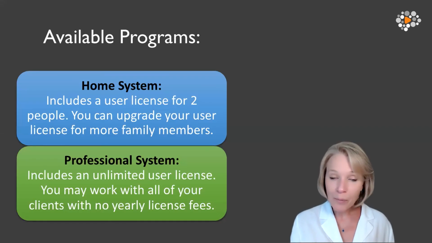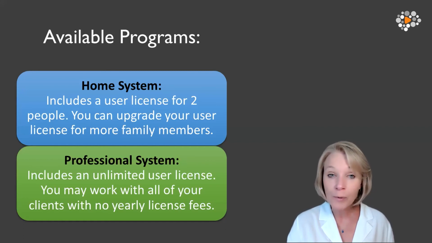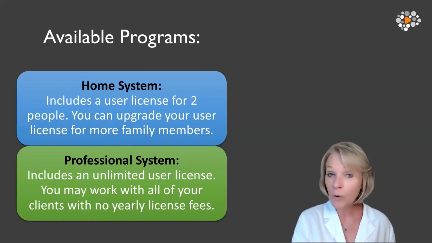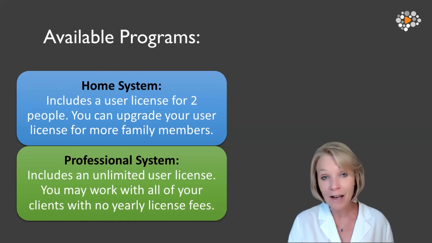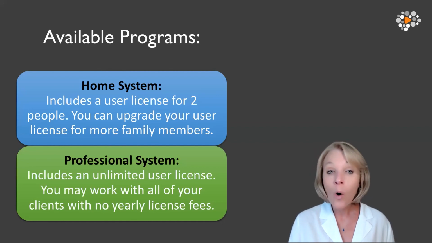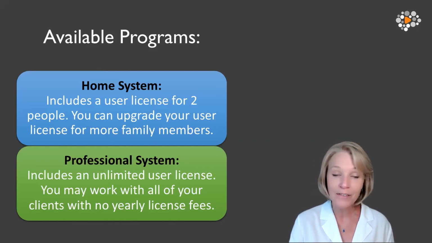There are two separate programs available. There's the home system. The home system comes standard with a user license for 2 people. That means at any one time, you can have 2 people enrolled in your program. Now, those user licenses are reusable. If you have 3 or 4 family members you want to enroll, you can wait for one person to graduate and delete that file and enroll that other person, or you can upgrade your user license. Each additional user license is just $50. So you have that flexibility.